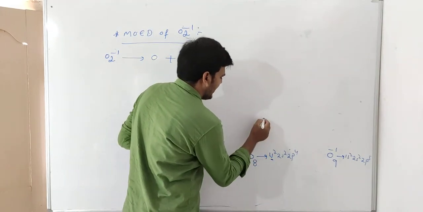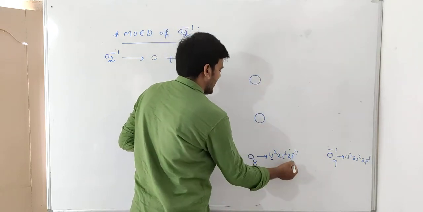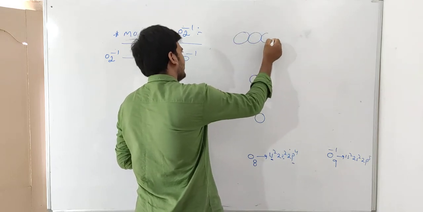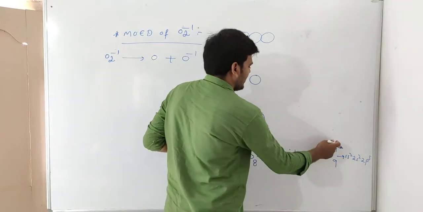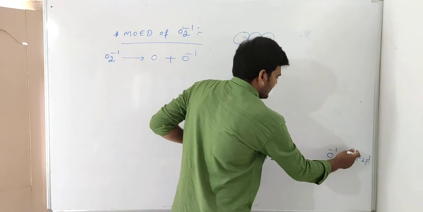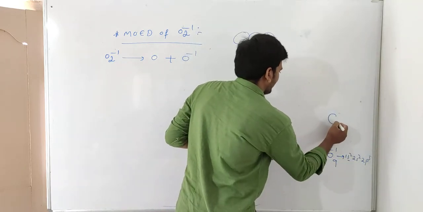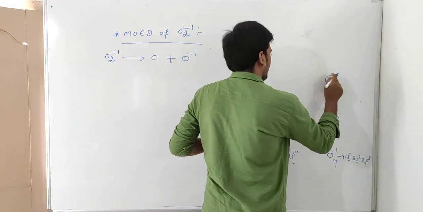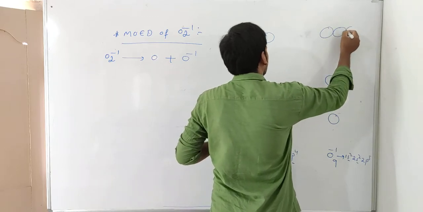S orbitals are always 1, and P orbitals are 3: Px, Py, and Pz. For O minus 1, 1s2, 2s2, 2p5 gives 5 plus 2 is 7, 7 plus 2 is 9 electrons.